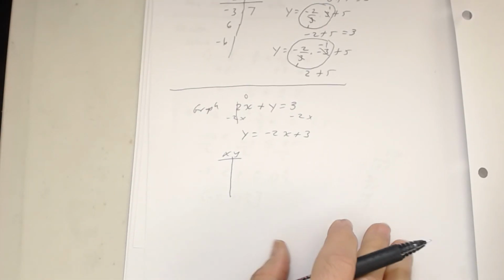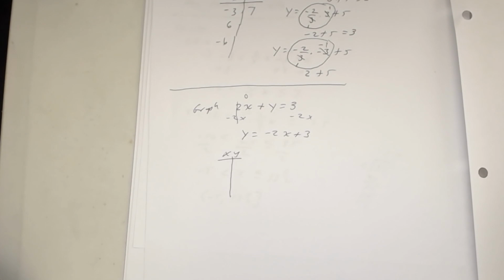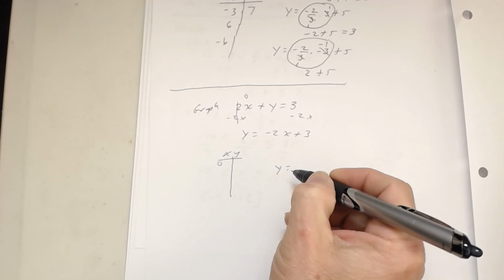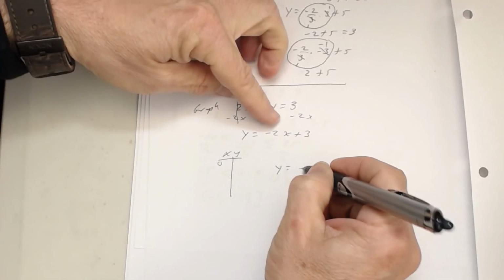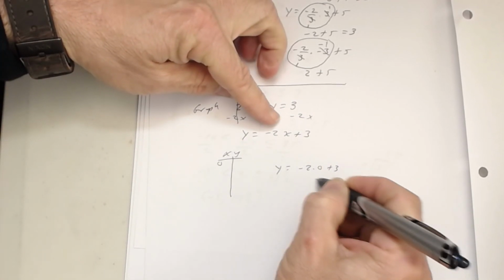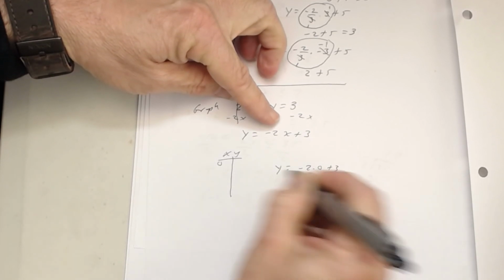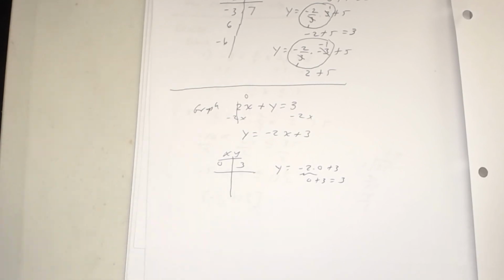So we just need how many points? 3. So we need to pick 3 ordered pairs. What's an easy number to use for x? 0. If x is 0, wherever we see the variable x, I plug in 0. I get y equals negative 2 times 0 plus 3. What's negative 2 times 0? 0 plus 3 is 3. So I found an ordered pair.